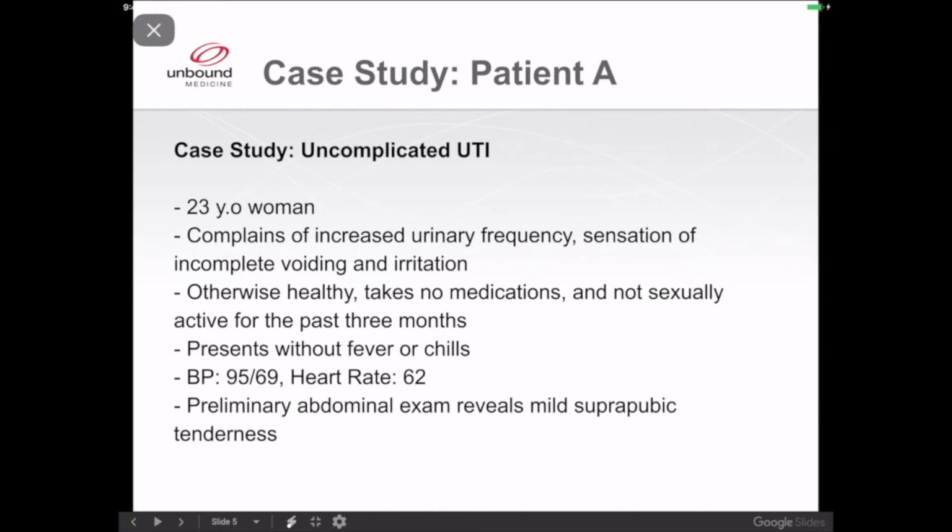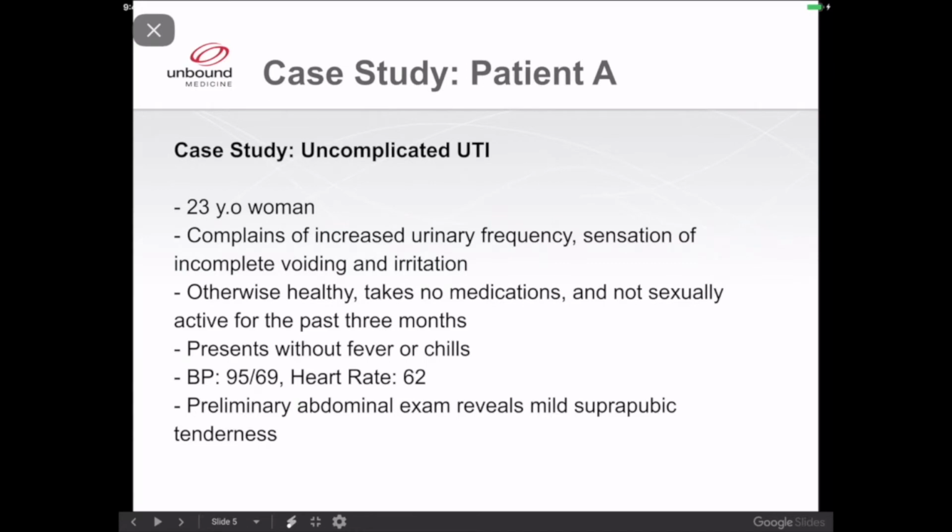Right now, I'm going to walk you through a clinical scenario. In school, you'll be reviewing case studies or working with patients, and you may be asked to create care plans. I'll show you how Nursing Central can help. Here we have our case study. We have a 23-year-old woman. She's complaining of urinary frequency, sensation of incomplete voiding and irritation. She's otherwise healthy, not taking any medication, not sexually active. Her preliminary abdominal exam reveals mild suprapubic tenderness.